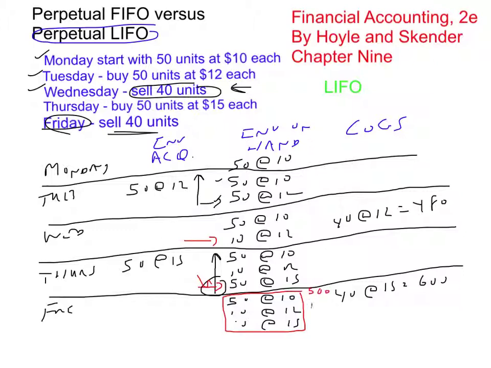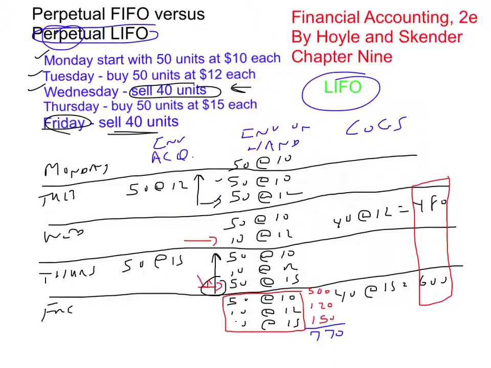That's 10 at 12, which is 120. And 10 at 15, which is 150. How much is our ending inventory? It's $770. You've applied LIFO and you've applied a perpetual inventory system. If we're talking about cost of goods sold, it's always the total of this last column. And you can see we have $480 there and $600 there. Our ending cost of goods sold is $1,080.